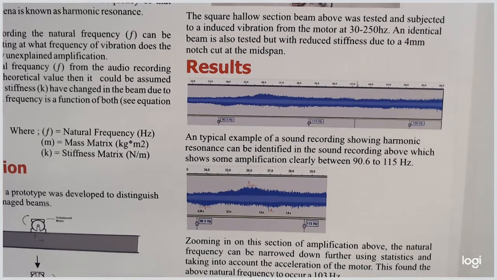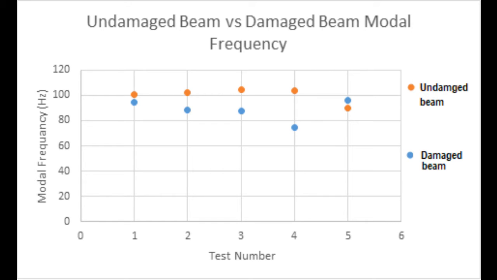106 Hz. A total of 10 tests were done, and 5 for each beam, which can be seen below in the graph. It can be noted that for the undamaged beam in orange, the natural frequency was always higher, with the exception of the last test. This is to be expected, as something with a higher stiffness should have a higher natural frequency.